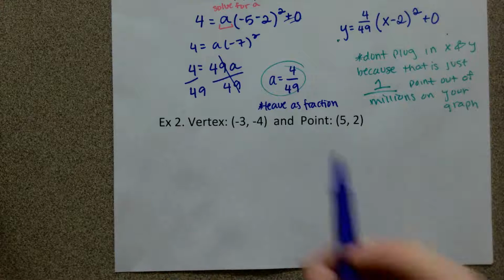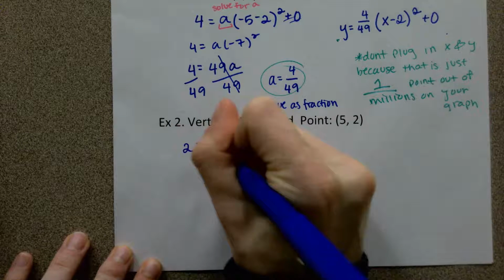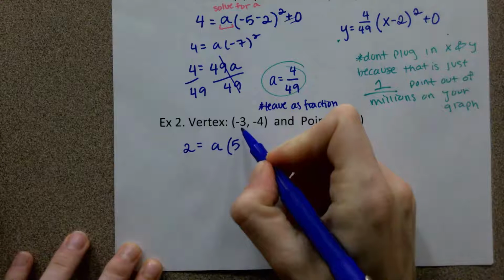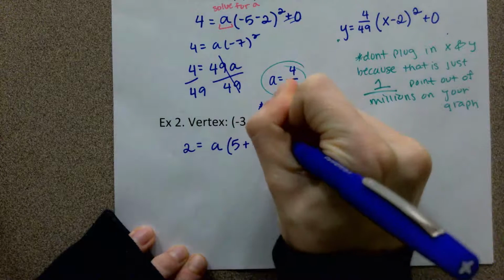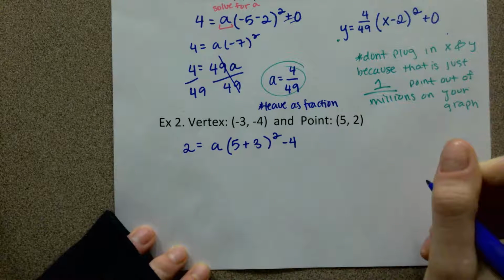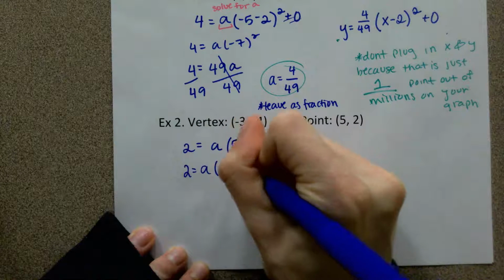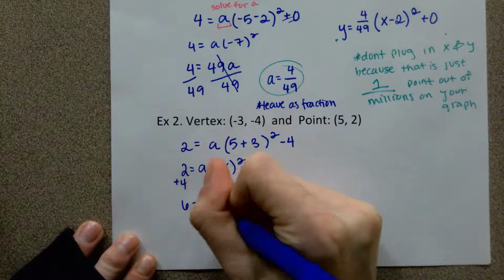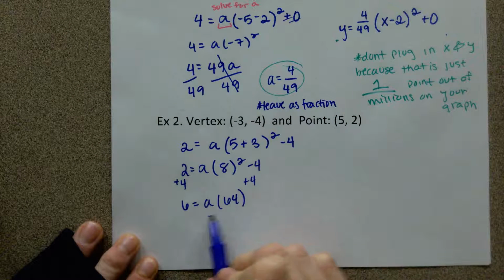We have our vertex and our points, so plugging these in, we'll have 2 equals, we don't know a, x is 5. Remember that h is opposite, so we have this -3 here, so we're going to add 3, opposite of this sign, minus k, -4. So we have 2 equal to a, 5 plus 3 is 8, squared minus 4. Add that 4 over. 8 squared is 64, so we have 64 times a equals 6.